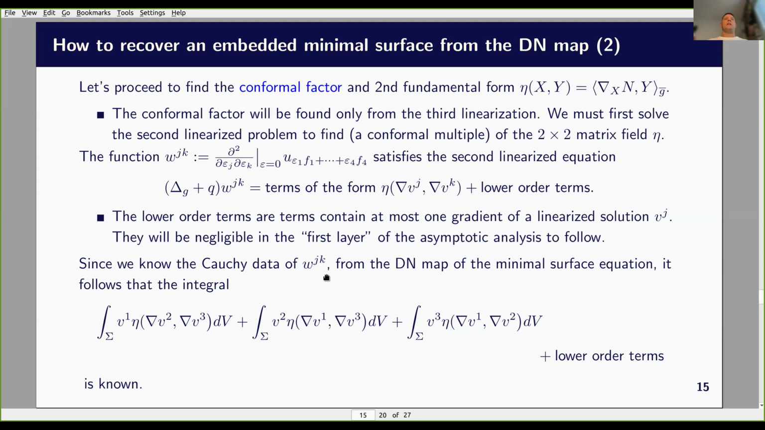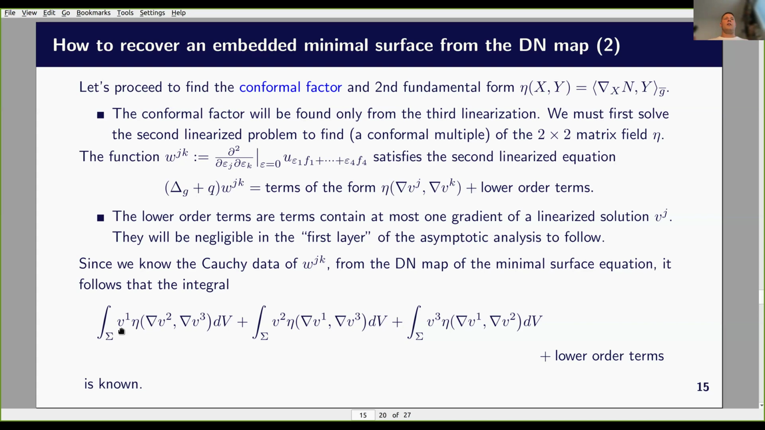So now, using the fact that I know the Cauchy data of w_jk, and I use this equation here above, where the left-hand side is the Schrödinger operator acting on w_jk, I do an integration by parts. Then I will recover, or find, that the following integral is known. It has 3 terms which are symmetric in these indices 1, 2, and 3.